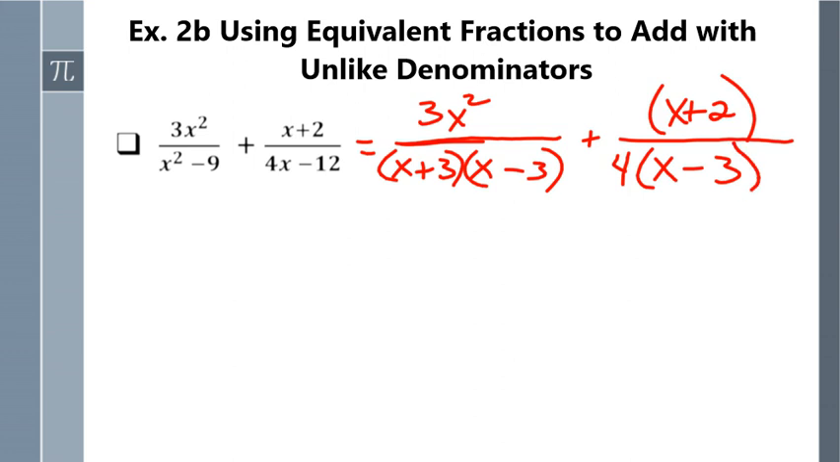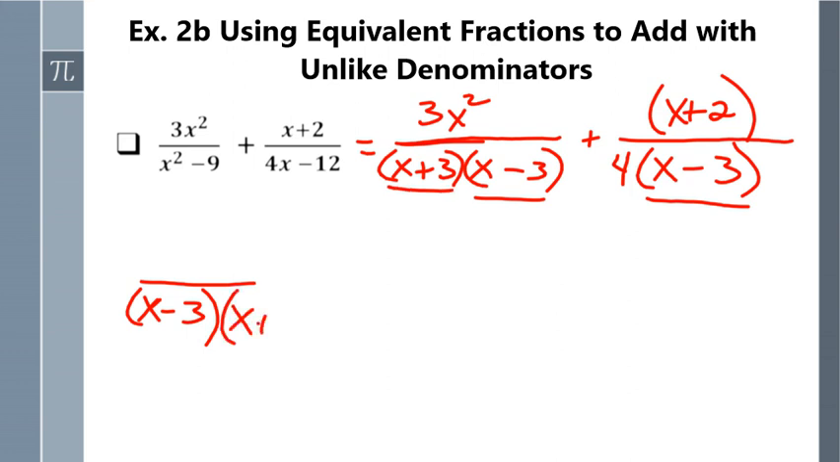So now we can determine what our greatest or least common denominator would be. So I look at my common denominators. I see that I have an x minus 3 and an x minus 3. So that has to be in my denominator, so x minus 3. I also notice I have an x plus 3. That also has to be in my denominator. And then I see I have a 4 here. So that also needs to be in my denominator. So this would be my least common denominator: 4 times x minus 3, x plus 3.